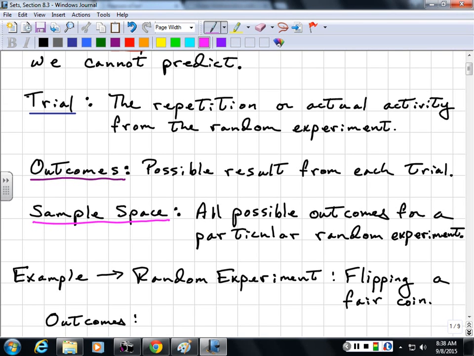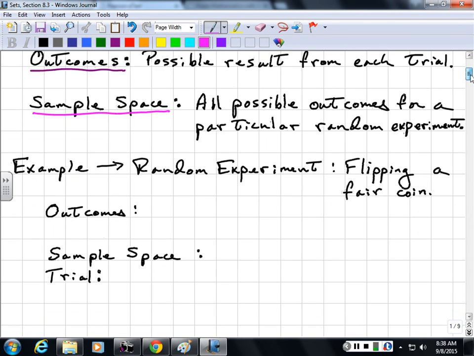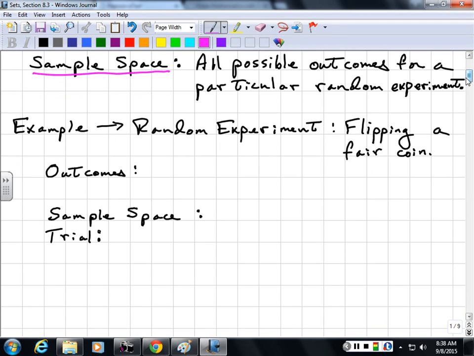So let's talk about this random experiment. What are my outcomes? Well, as I just said, and we're going to talk about one coin here, flipping a fair coin. And let's discuss that word for a moment. What do I mean by fair? Somebody tell me what I mean by fair. Even chance for all outcomes. I got even odds, even chances for getting the same outcome.